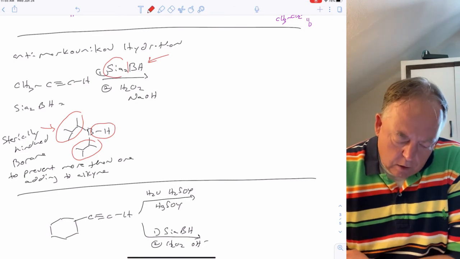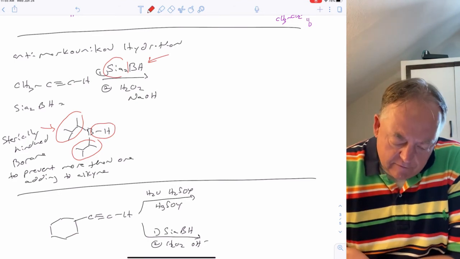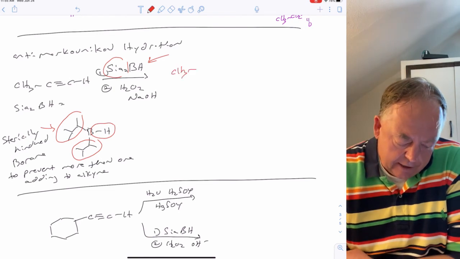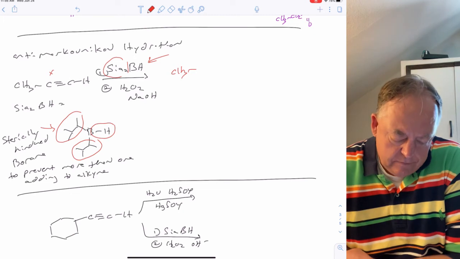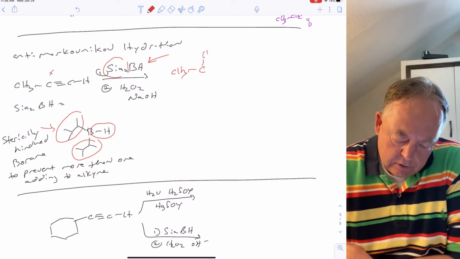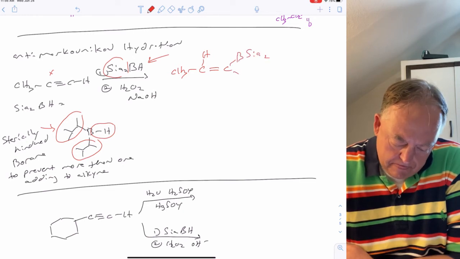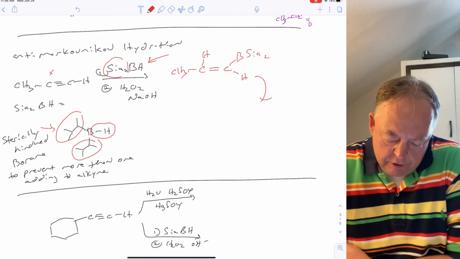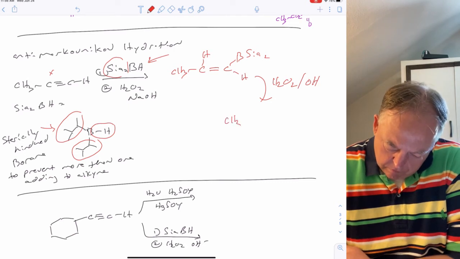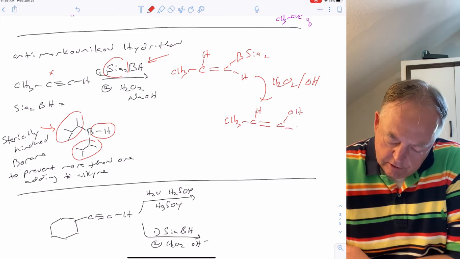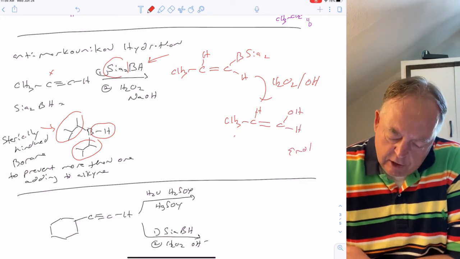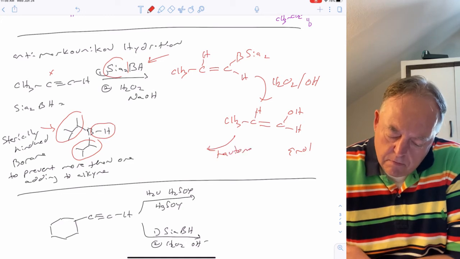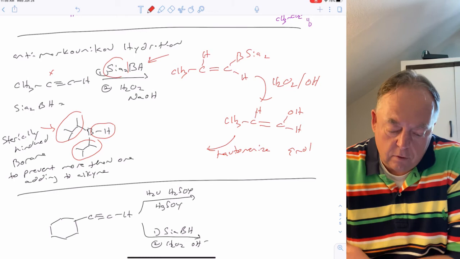So basically you add boron anti-Markovnikov, so that means the hydrogen is going to go to that carbon, right? The one with the least number of hydrogens. So H goes there, and the boron would go there. And then when you do the H2O2, OH step, that's going to replace the boron with OH. So now you have an enol, and that's going to tautomerize to the aldehyde form in this case.